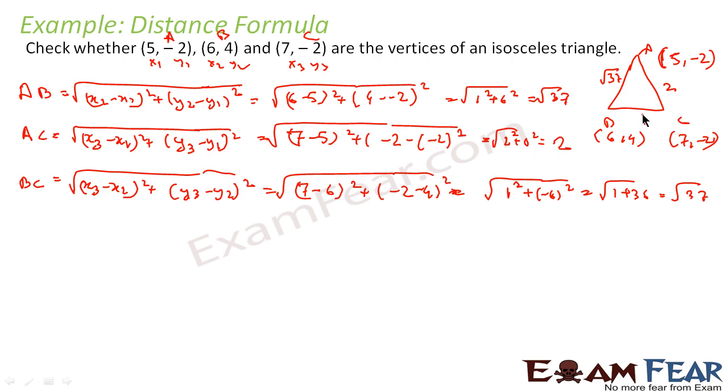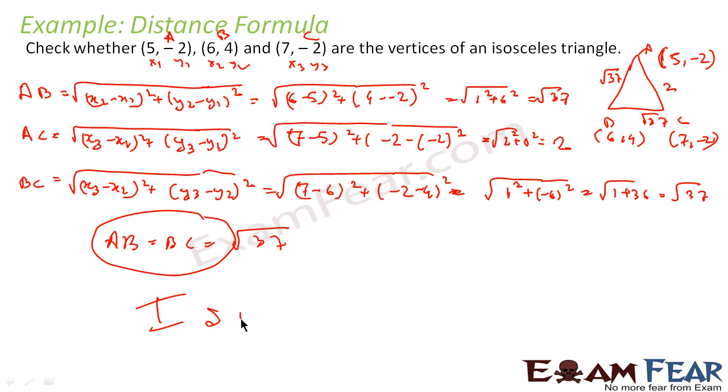So if you see here, what we observed is AB is equal to BC is equal to root 37. Since two sides are equal, we can say that this is an isosceles triangle, correct? Very simple. What we have done is found the lengths of the sides of this triangle, AB, BC and AC, and then we have seen that two sides are equal, so it is isosceles.